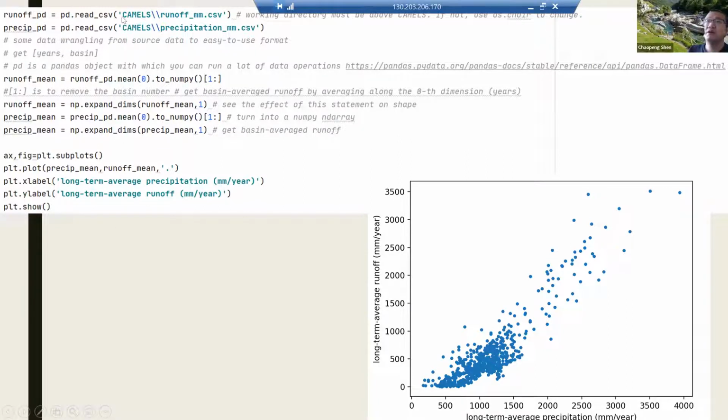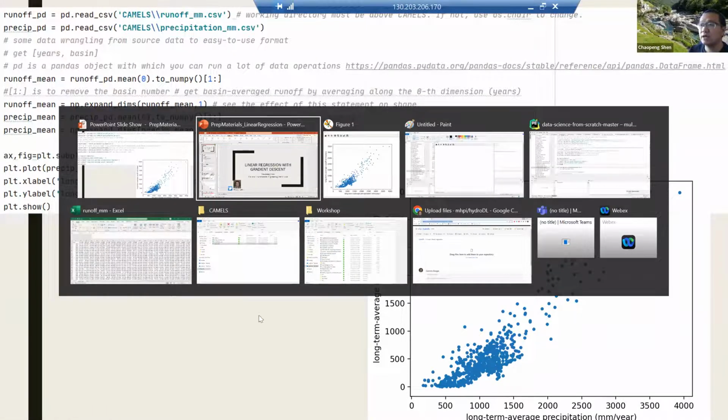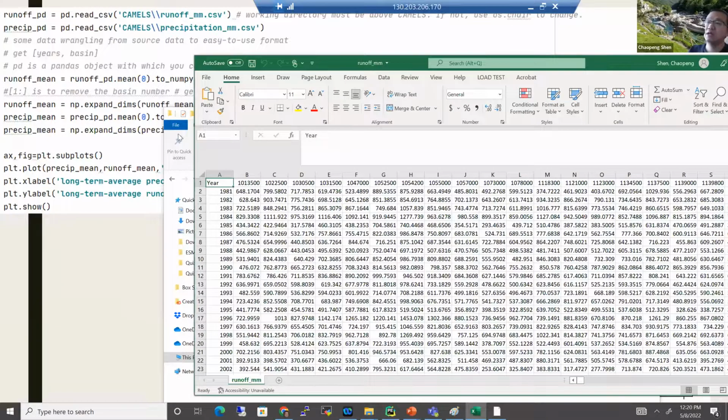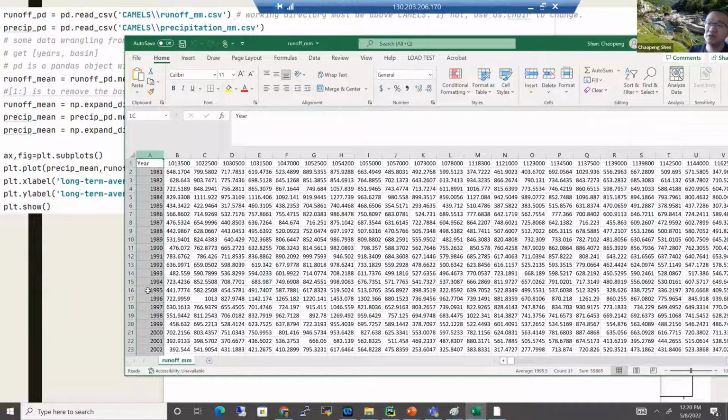Okay. All right, so here's some code where I showed how we do some data wrangling, where you read off the CSV data set. Let me show you what the data set actually looks like. So if you read it, it's essentially a spreadsheet. Okay, it has years on the y-axis and the gauges, the different basins, on the columns. Okay, so for every column you have different runoff values in millimeters per year for different years.